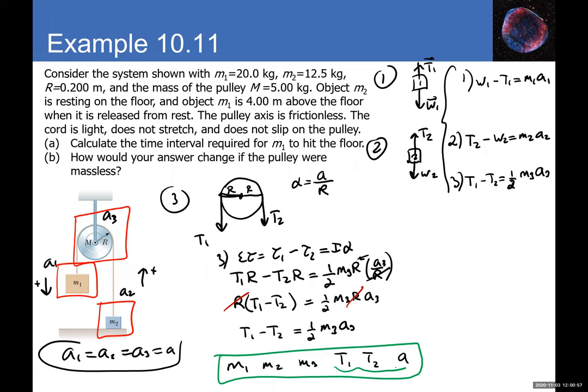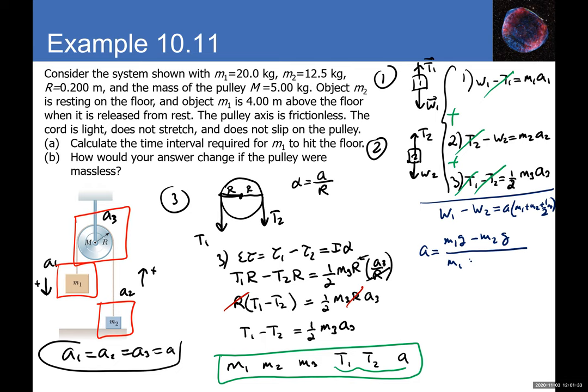No problem at all. What you do here, you first add all three equations together. If you do that, this T1 cancels with that T1, this T2 cancels with that T2, and the result is weight one minus weight two equals acceleration times M1 plus M2 plus 1/2 M3. Then you solve for acceleration, which will be M1G minus M2G divided by M1 plus M2 plus 1/2 M3. You can see, right? So you can calculate that.